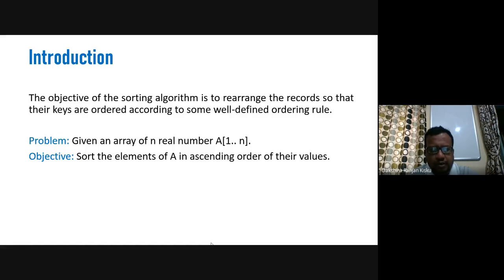When we are given an array of n real numbers, we can apply this ordering rule to sort the elements of the array A in ascending order or descending order of their values. This order is obtained according to the relative relation between the adjacent elements. So given a problem of an array of n real numbers, our objective is to sort the elements of array A in ascending or descending order of their values.